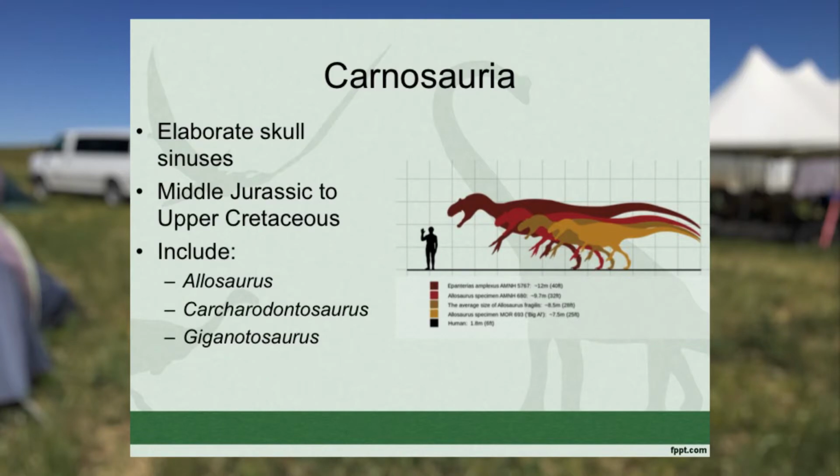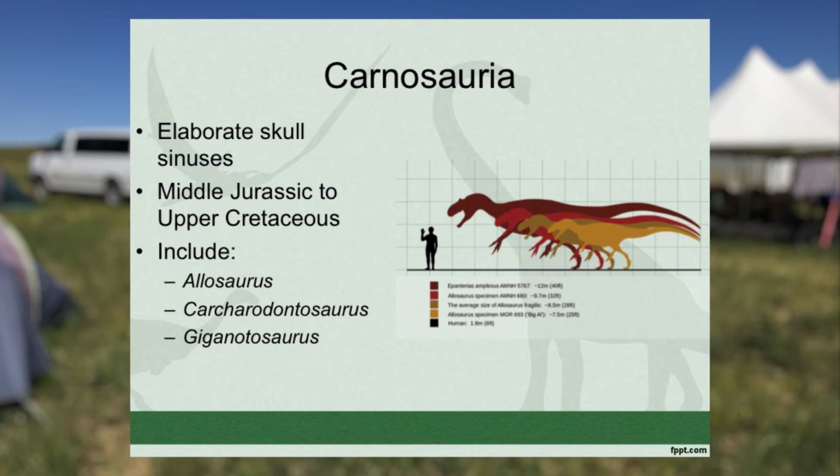Loss of the manual digit 4, and then large nares. So we're going to see those two clades I mentioned, Carnosauria and Coelophysis. And look at the nares. Well, this isn't the animal, but it's kind of representative of how big the nares is, and that's probably why I picked the picture without paying too close attention. The Carnosauria have elaborate skull sinuses, found in the Middle Jurassic to Upper Cretaceous.